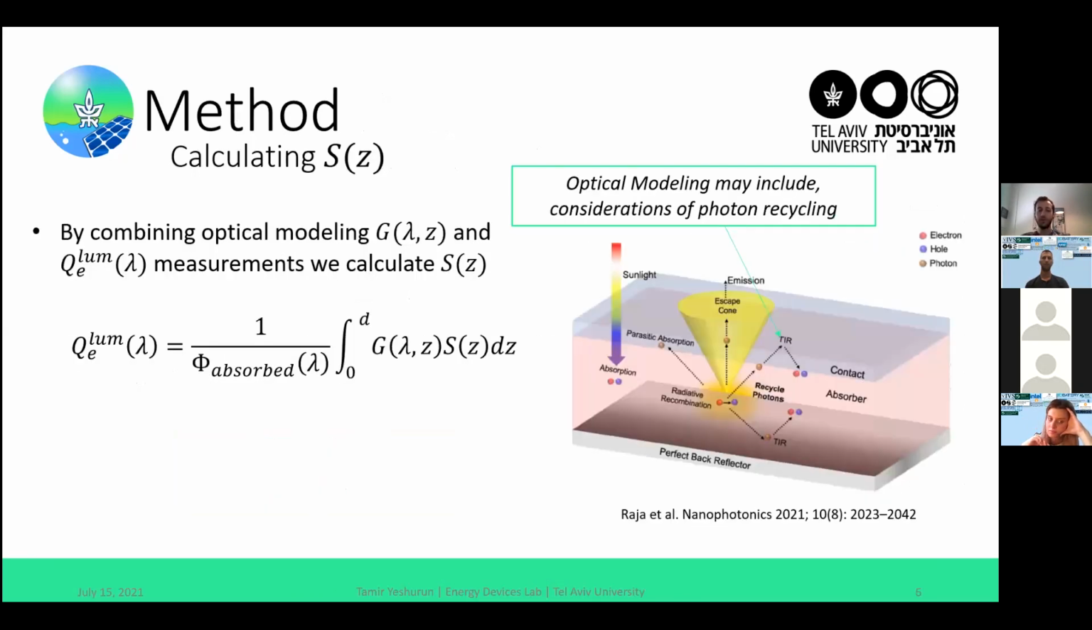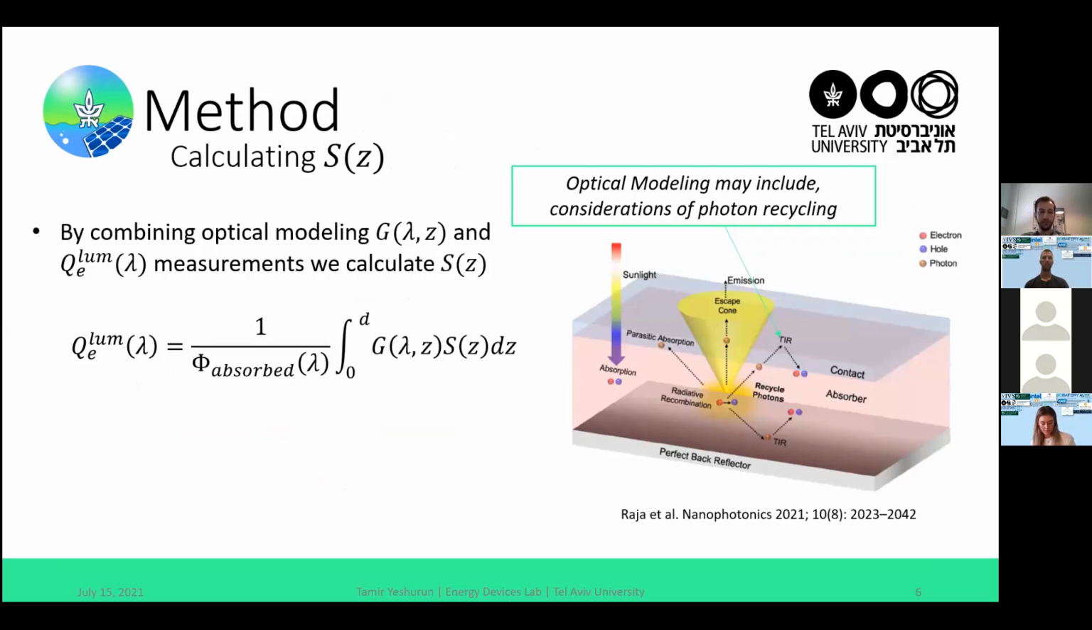So if we look at what is contributing to this external luminescence efficiency, it depends on the generation profile, which is here, the G, which says where and how many electrons and holes are being created. And this is multiplied with some sort of a probability of these electrons and holes to be able to leave the device and actually contribute to the PL.